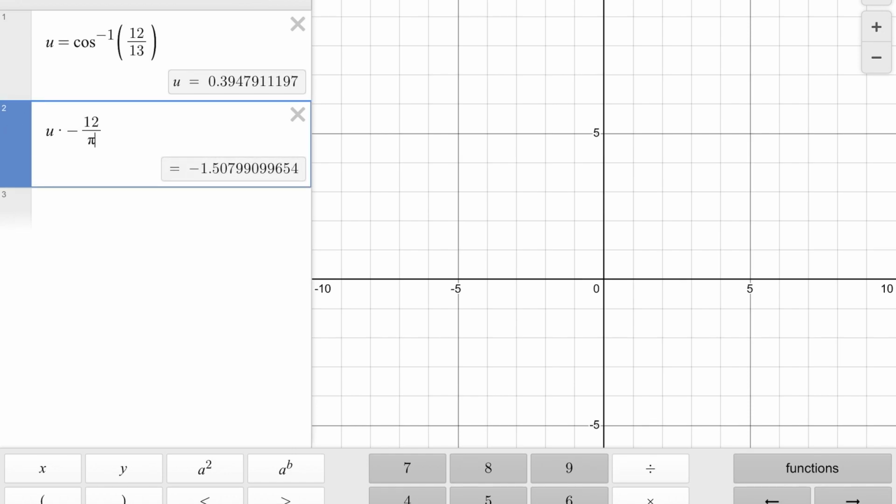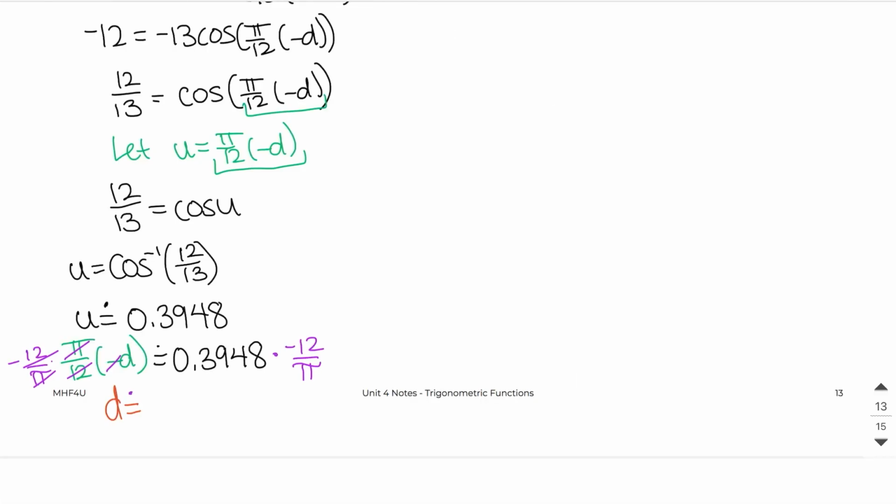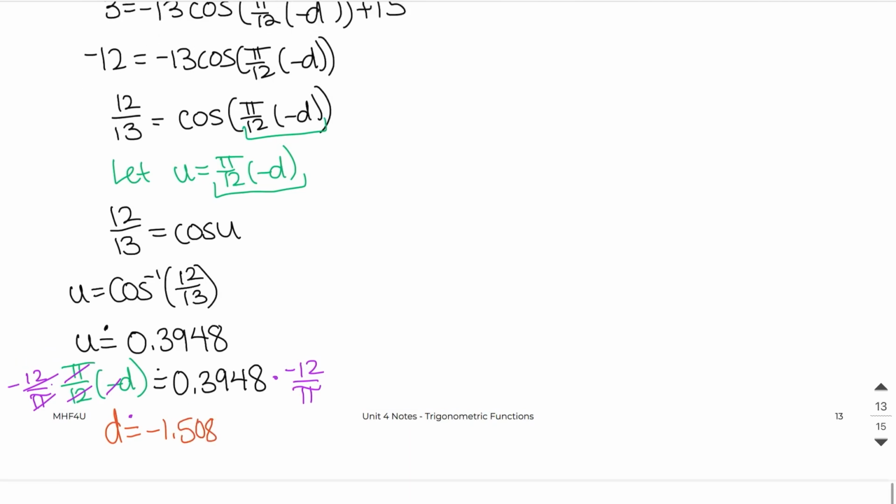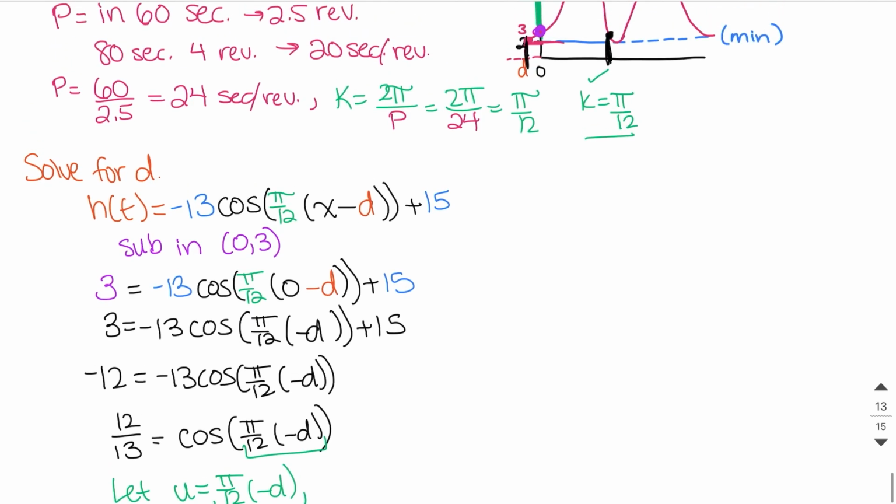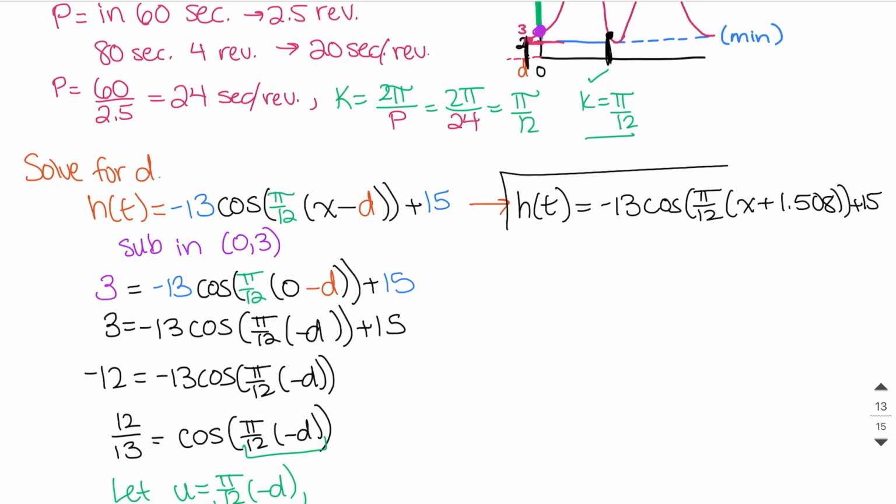So that means here my d value would be negative 1.508. So d equals approximately negative 1.508. Well, now that I know that, I can go back up here and rewrite my equation right here. So that means my equation would have to be h of t is equal to negative 13 times the cosine of pi over 12 times x minus negative 1.508, so x plus 1.508, plus 15. So here is my equation for part A.